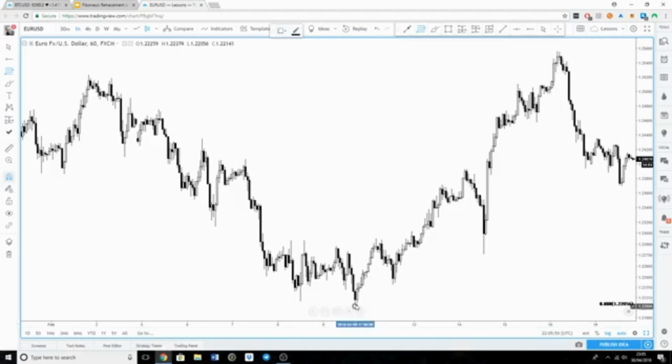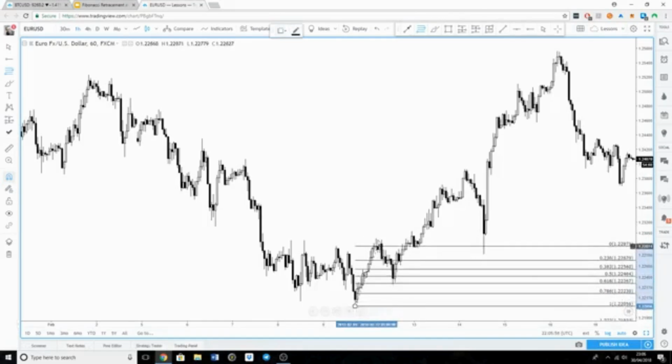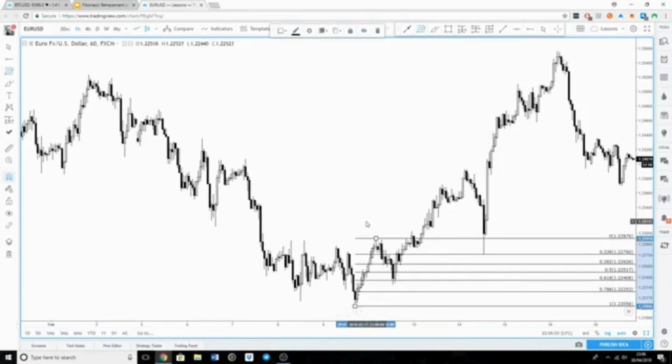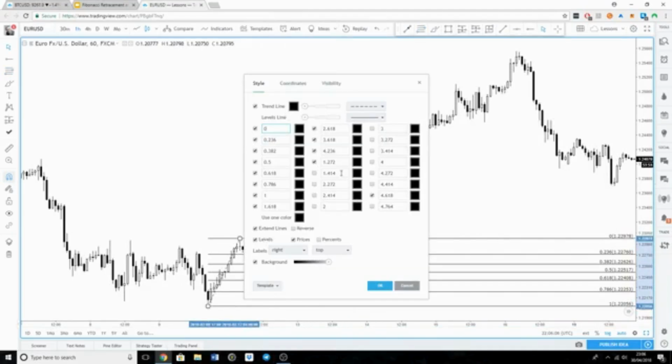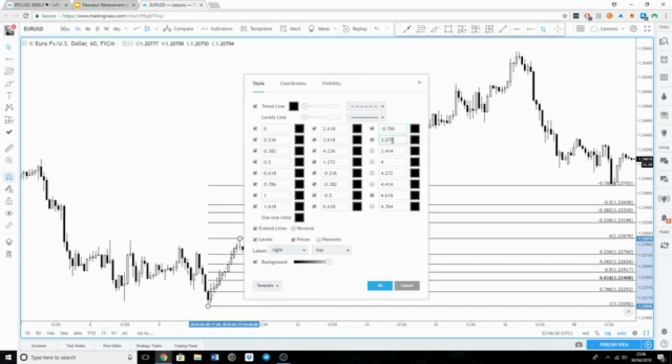So we'd go from the swing low to the swing high. I don't know why it's appeared, but this might be even more helpful. Let's quickly add on our negative levels. So minus 0.236, tick, minus 0.382, tick, minus 0.5, minus 0.618, minus 0.786, and then minus 1. Right? This is how you'd set it up.